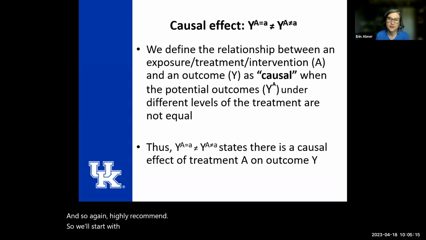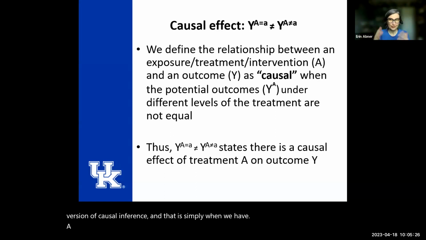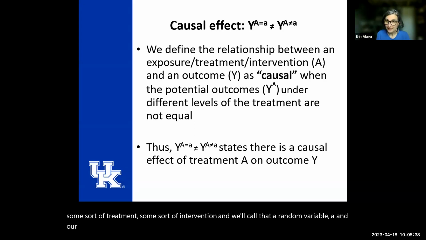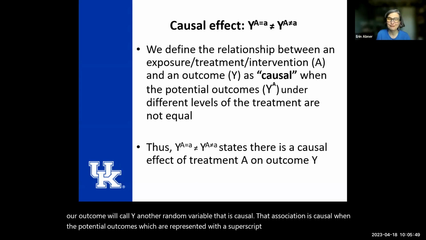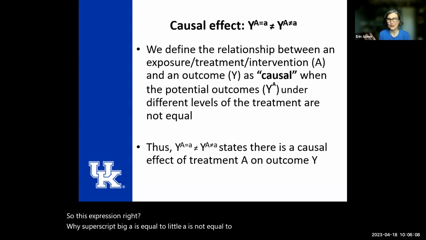So we'll start with the definition of a causal effect that we would have in the potential outcomes version of causal inference. And that is simply when we have a unit that is treated, a person we would think of, so they receive some sort of exposure, some sort of treatment, some sort of intervention, and we'll call that random variable A, and our outcome we'll call Y, another random variable. That association is causal when the potential outcomes, which are represented with a superscript of A with Y there, are different under different levels of the treatment. Doesn't matter how big the difference is, any difference is considered a causal effect. So this expression, Y superscript A equals 1 is not equal to Y superscript A equals 0.